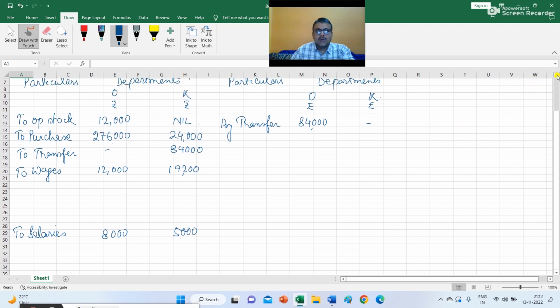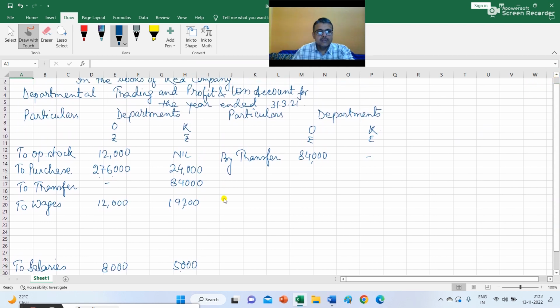Then we have the closing stock of both the departments given. In the trading account I have to write, leaving one space to record the sales, by closing stock. So closing stock is rupees 60,000 in department O and 21,600 for department K. Then the amount of sales I have to record here. 2,76,000 is the sales of department O and 1,74,000 is the sales of department K.